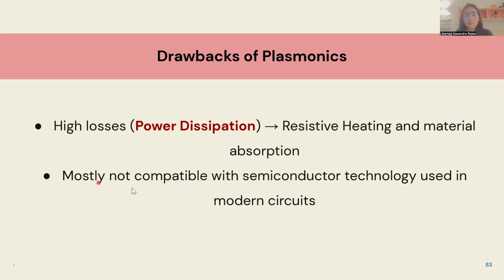Aside from that, it is mostly not compatible with semiconductor technology used in modern circuits. And with this, I mean that you cannot simply integrate a plasmonic waveguide into, let's say, the electronic circuits, for example, that we have now. Now, even having an electronic and photonic circuit integrated together has brought its challenges. There are ways to get around it, of course, now that it is possible. But when it comes to plasmonics, things get a bit more complicated. So that's just something to keep into account.